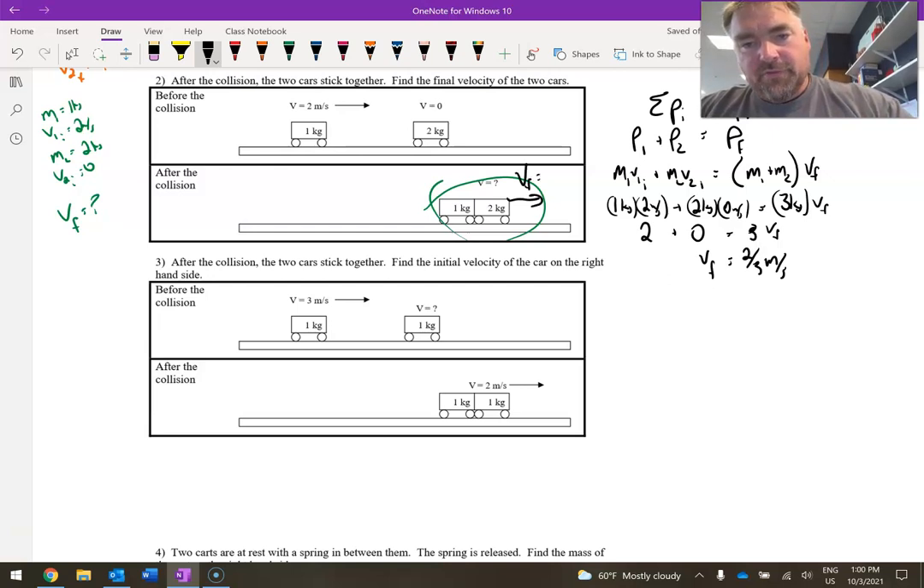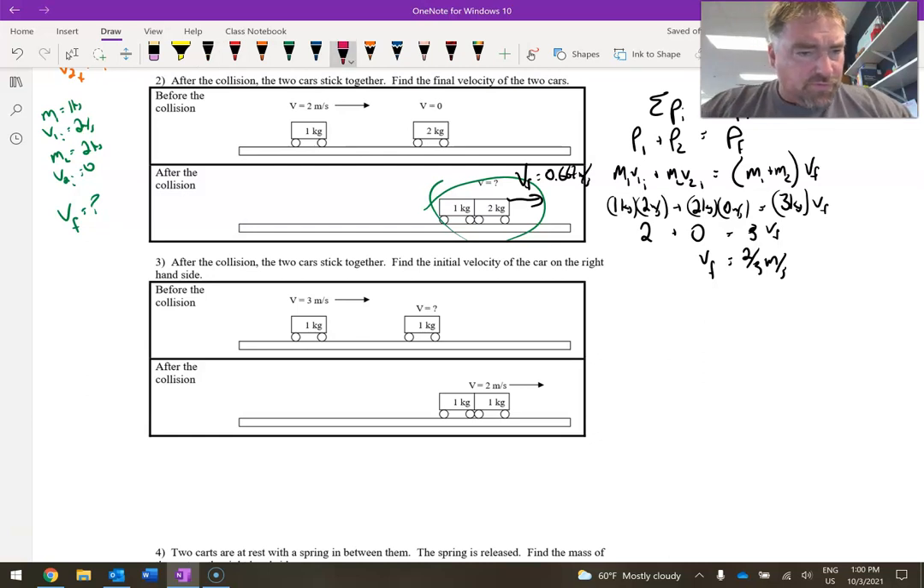So my answer to this is going forward. My VF is equal to 2/3 or 0.667 meters per second. And I could leave it as 2/3. That's actually more accurate, but if you want to put in the decimal number, the approximate number, that's perfectly fine. Okay, so number 3 says after collision, the two cars stick together, find the initial velocity of the car on the right-hand side. So again, let's go down through and let's guess.